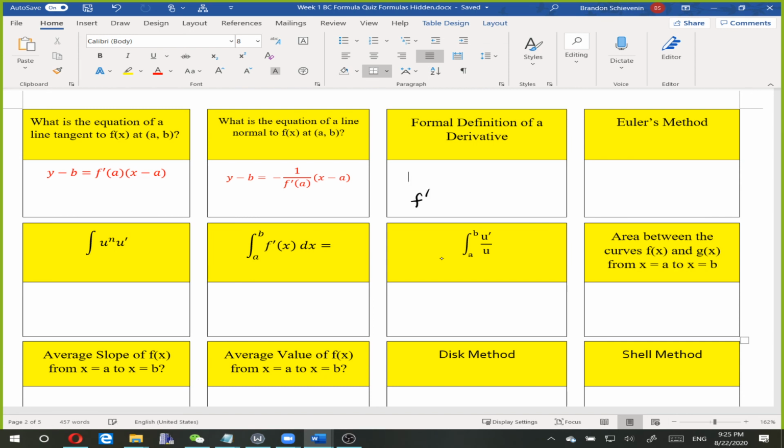Okay, so that's our derivative, f prime at, I'm going to call this c for now. So f prime c is equal to what? I'll give you a hint. The limit as change in x approaches 0 of something.